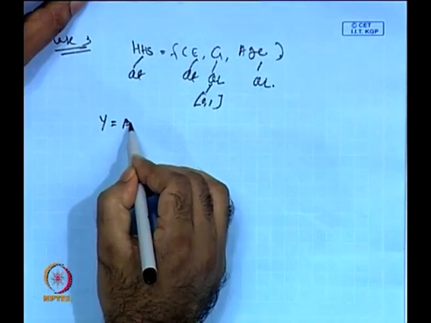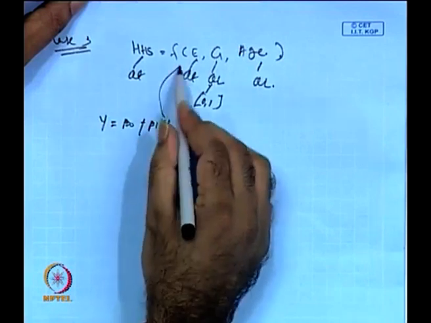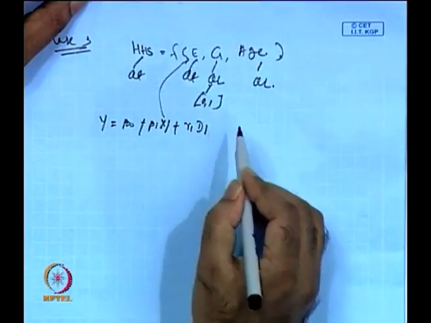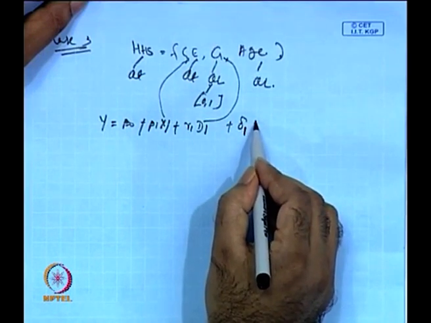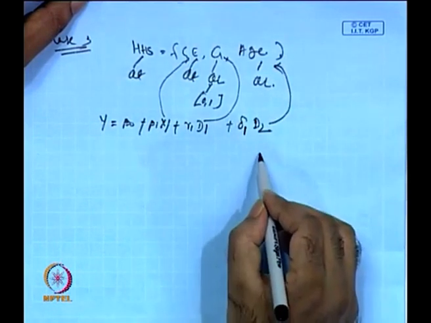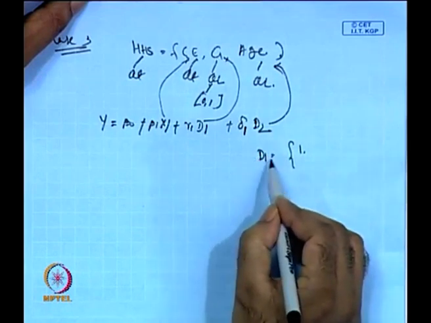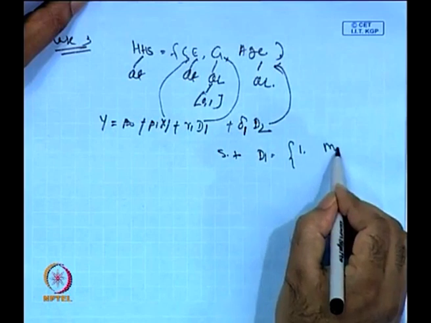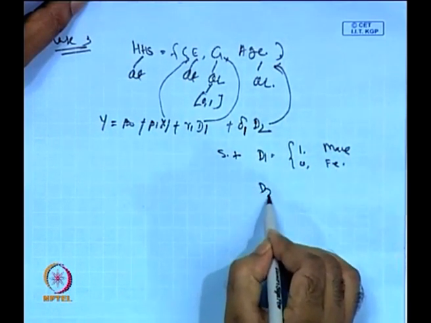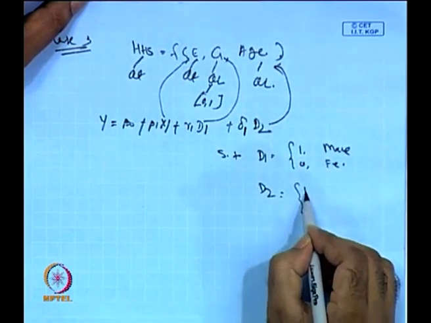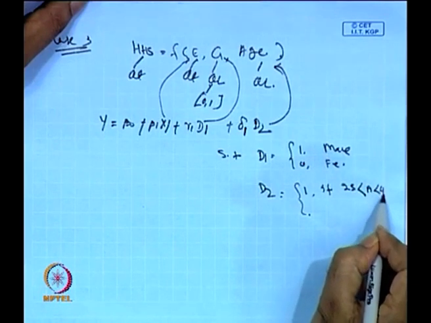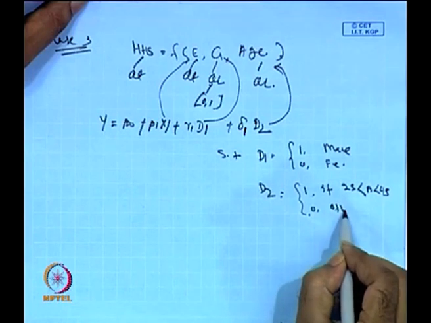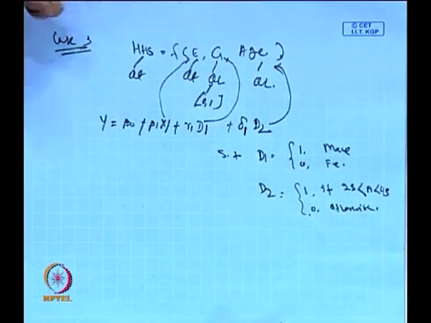Y equal to beta 0 plus beta 1 x 1, which is for earnings, plus gamma 1 d 1 for gender, then delta 1 d 2, where d 2 is for age. Here d 1 is such that d 1 is 1 for male and 0 for female. Similarly, the d 2 classification for age composition is 1 if the person is 25 to less than 45, and 0 otherwise.